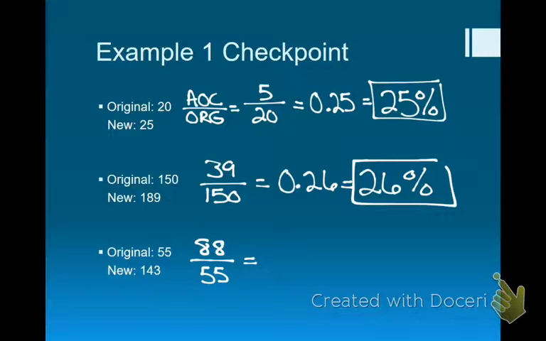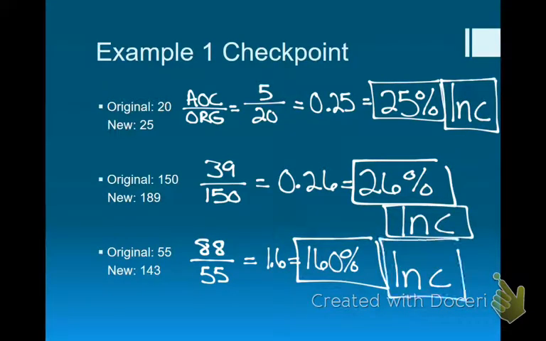So if I had a value of 50 and I said, what's 100% of 50? You would say 50, right? So if you have a value of, say, 88 out of 55, you know it's going to be more than 100%, and it is. It's 160%.